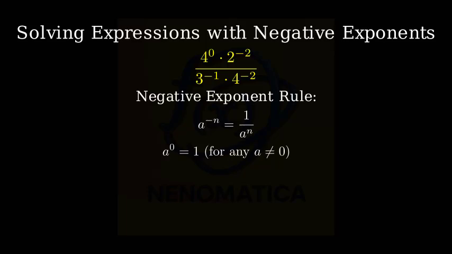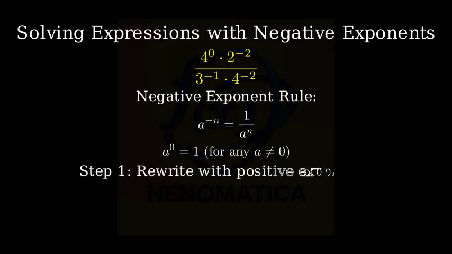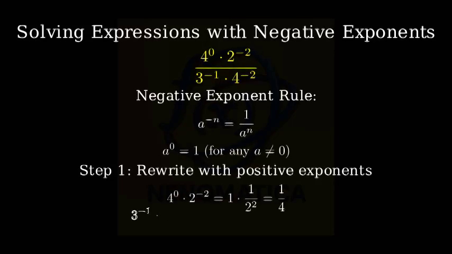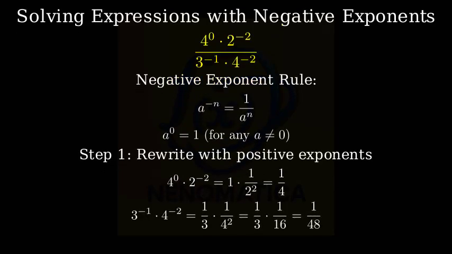Step 1. Let's rewrite the expression with positive exponents only. In the numerator, we have 4 to the power of 0, which equals 1, times 2 to the power of negative 2. Using our negative exponent rule, 2 to the power of negative 2 equals 1 over 2 squared. In the denominator, we have 3 to the power of negative 1 times 4 to the power of negative 2. 3 to the power of negative 1 equals 1 over 3, and 4 to the power of negative 2 equals 1 over 4 squared, which is 1 over 16.